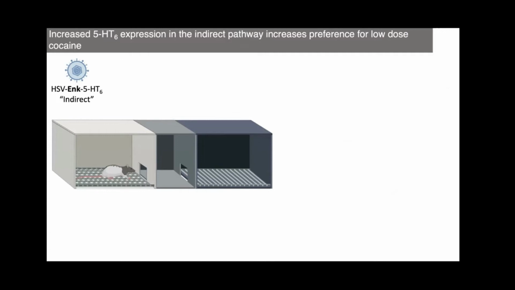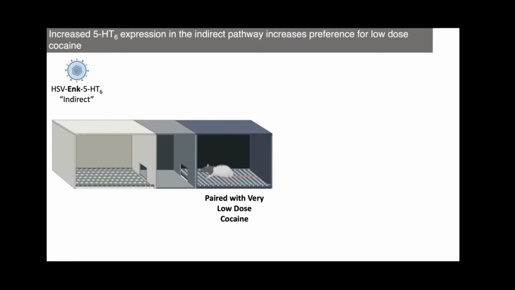And control rats and rats with increased 5-HT6 in their indirect pathway are placed in a random counterbalanced fashion into one of these chambers and given an infusion of saline. They're then put in the opposite chamber and given a very low dose of cocaine that has been shown in control rats to not be rewarding and not produce any behavioral effects.